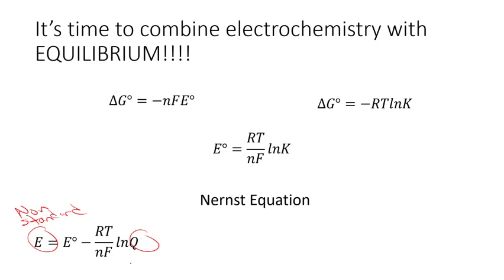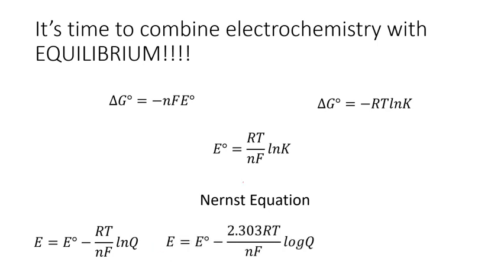And Q, and if you remember from equilibrium, Q is the reaction quotient, and that is what we use when we have things under non-standard conditions, right? So the Nernst equation looks at cell potential under non-standard conditions. And there are two more versions of the Nernst equation that you will run into, right?